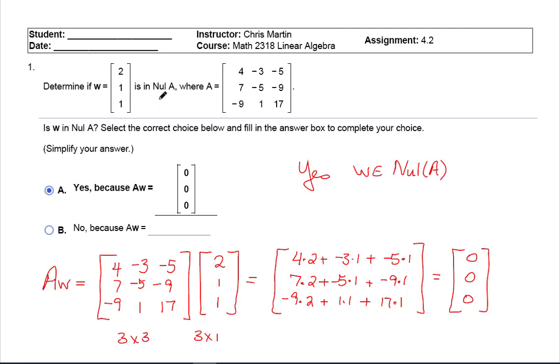We want to know if that's in the null space of matrix A. Well, that's pretty easy to check if it is or it is not. We look to see, is it true that A times W is 0? So A is 3 by 3. My W is 3 by 1, so the multiplication makes sense. The answer will be 3 by 1, and so you simply perform the multiplication and see if it's true or not. And in this case, yes, W is in the null space of A because A times W is 0.